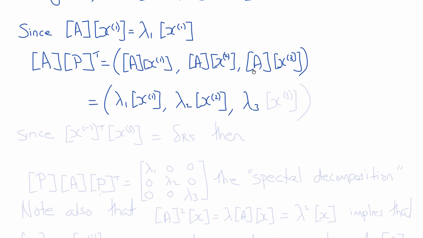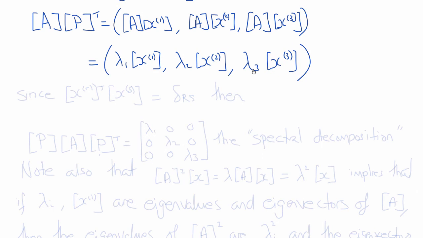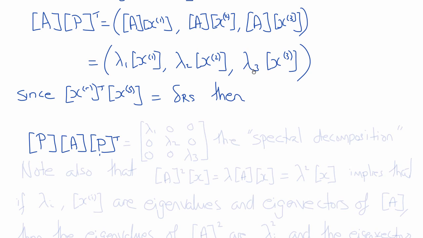And then making use of the orthogonality of those vectors, in other words, making use of the fact that xr transpose times xs is equal to 1 when r equals s and 0 when r is not equal to s. In other words, it's equal to delta rs, the Kronecker delta. We can show that P times A times P transpose is equal to the diagonal matrix that has the three eigenvalues along the diagonals. So this is called the spectral decomposition.